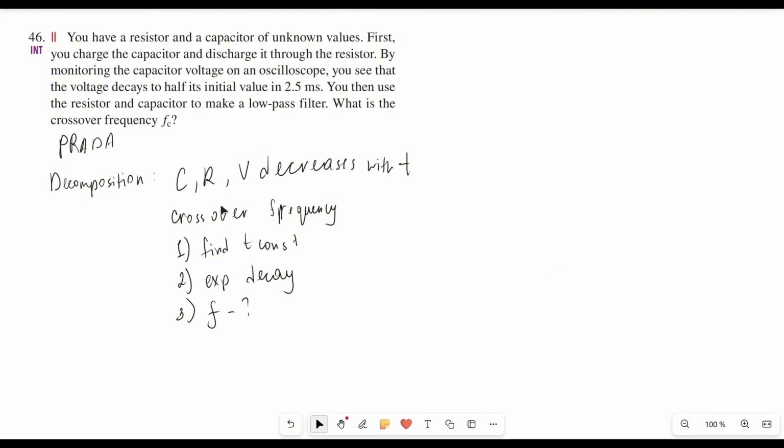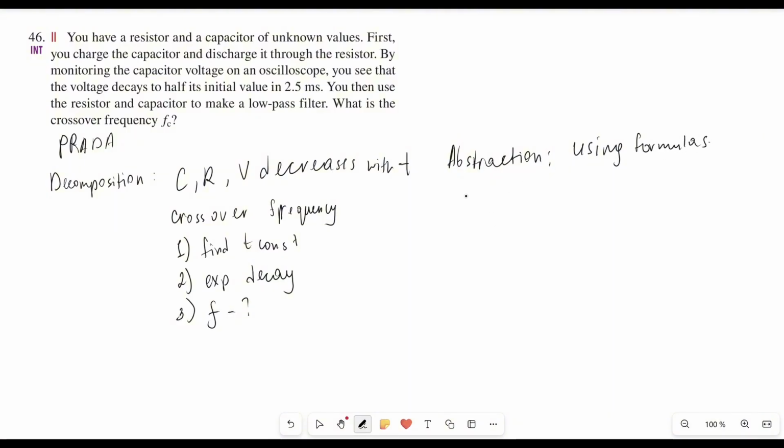Okay, let's move to the next method. It's abstraction. Abstraction means, what does it mean? It means using formulas.